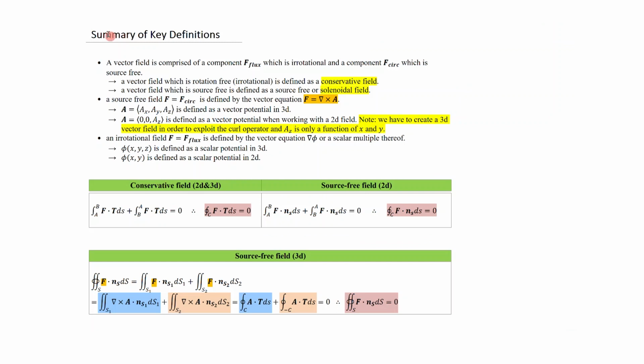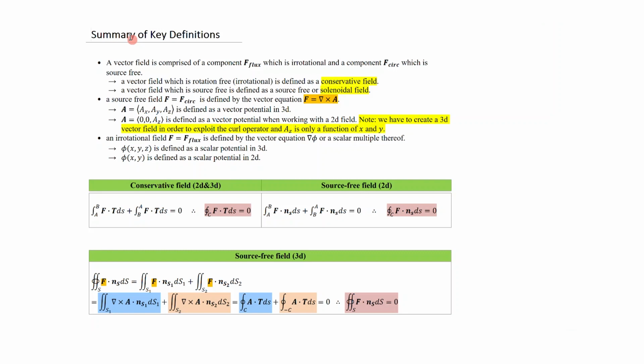All right, so to summarize, let's look at some of the key definitions, starting with what is a vector. A vector field is comprised of a flux component, which is essentially only a source, in other words irrotational, and a component F circ, which is source-free, in other words the rotational component. Some nomenclature: a vector field which is rotation-free, also called irrotational, is defined as a conservative field. The notion of conservative comes from the physics community, and it's basically fields that have a certain property, namely that they are rotation-free. Secondly, a vector field which is source-free is defined as a source-free or solenoidal field.